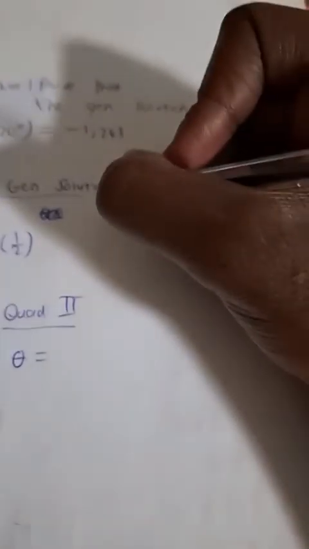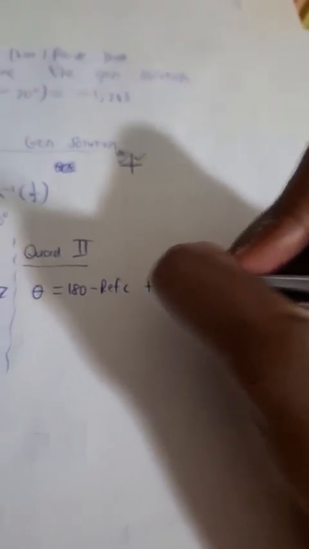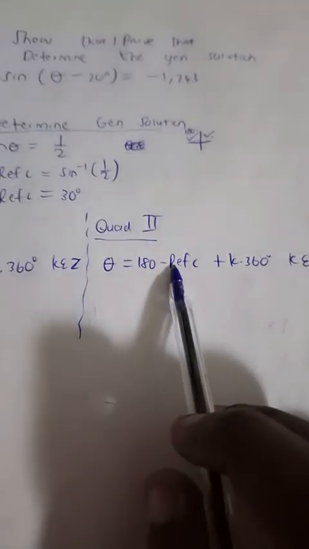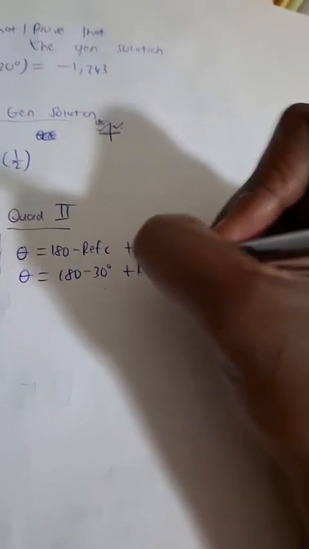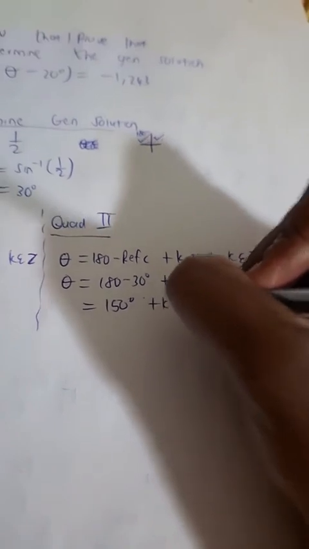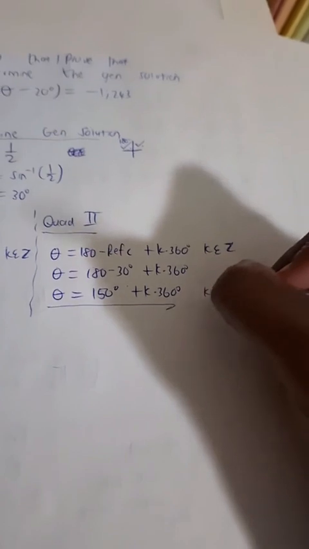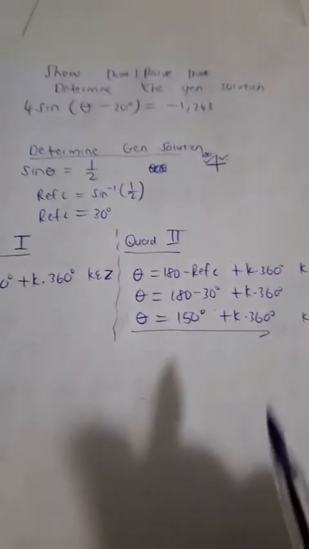Then for quadrant 2, theta is equal to, remember, in the second quadrant, this quadrant is the 180 minus quadrant. So we are going to say 180 minus the reference angle plus k 360, where k is an element of integers. So theta is equal to 180 minus 30 degrees plus k 360, and then 180 minus 30 is 150 degrees plus k 360. And let us not forget that k is an element of integers.